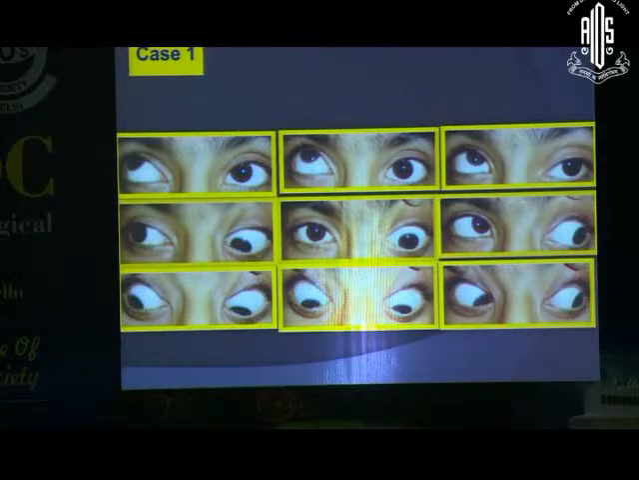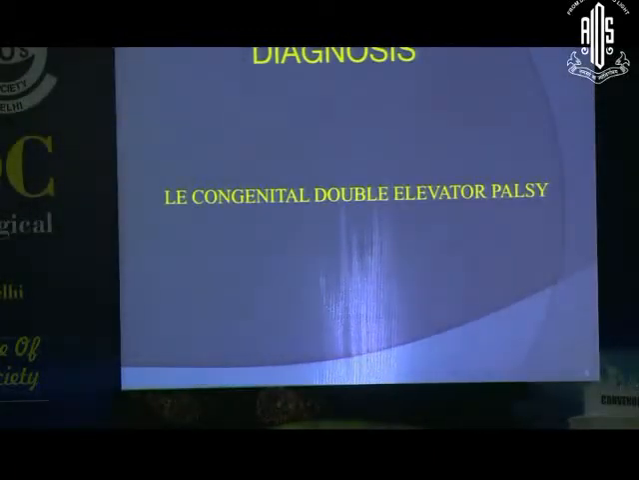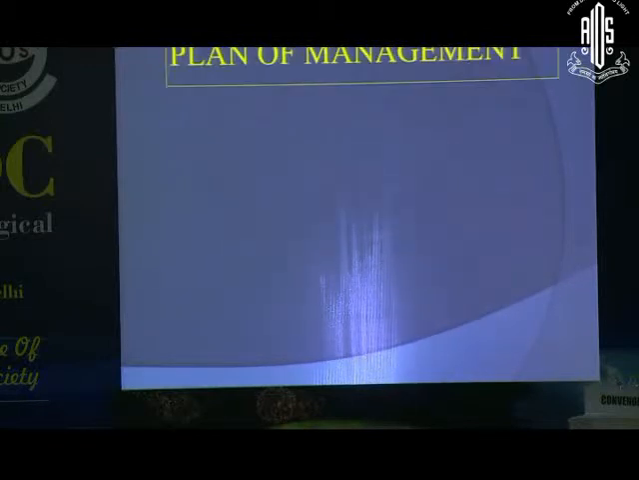So, how do you diagnose? The deviation was present since birth. So, what is the primary diagnosis in this case? The diagnosis made was left eye congenital double elevator palsy. In such cases, how do you manage?